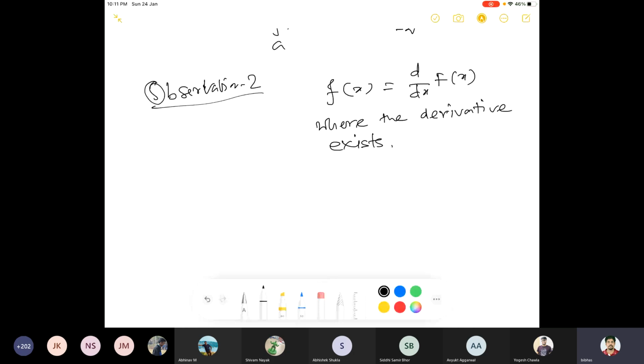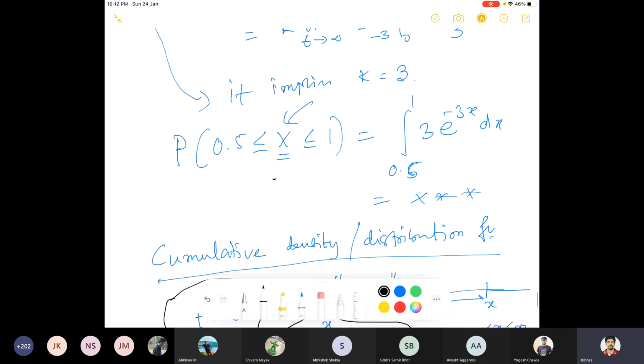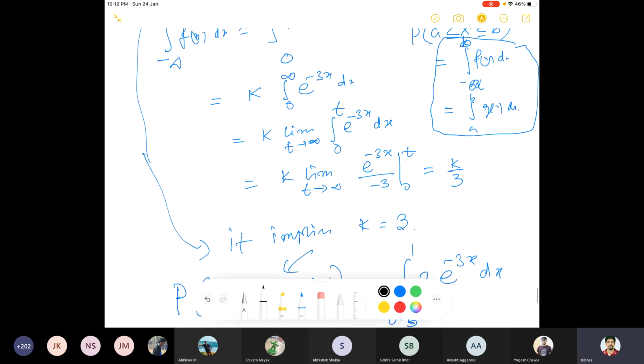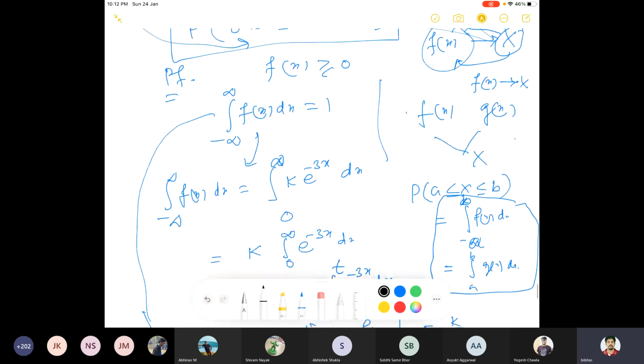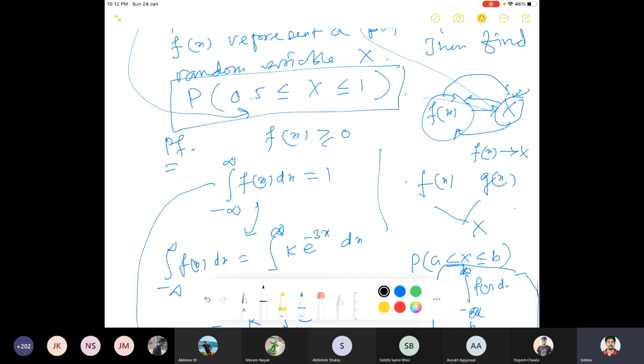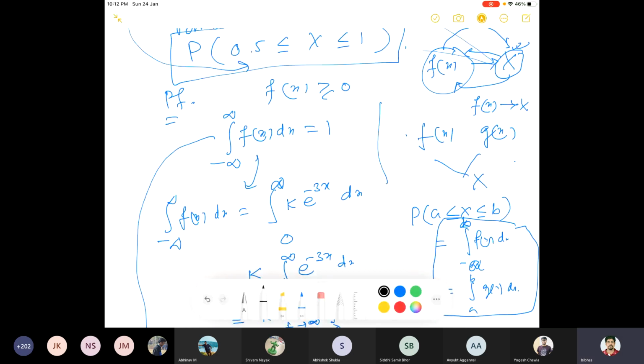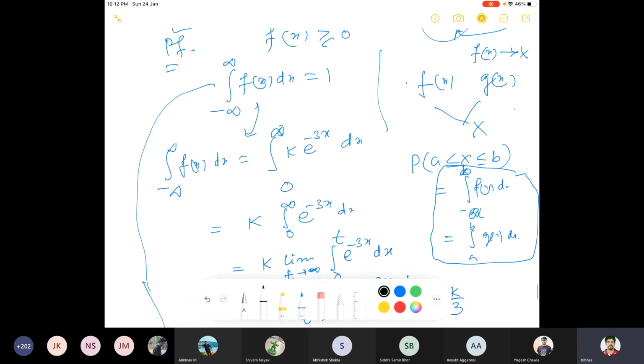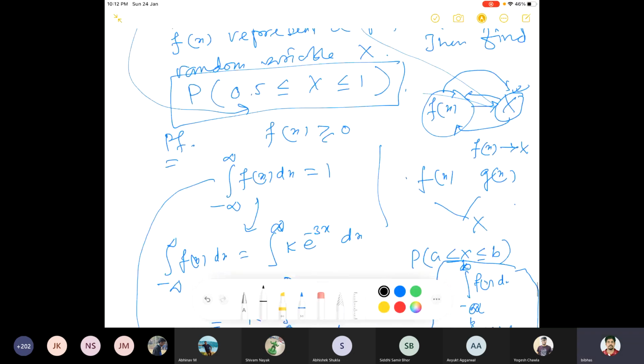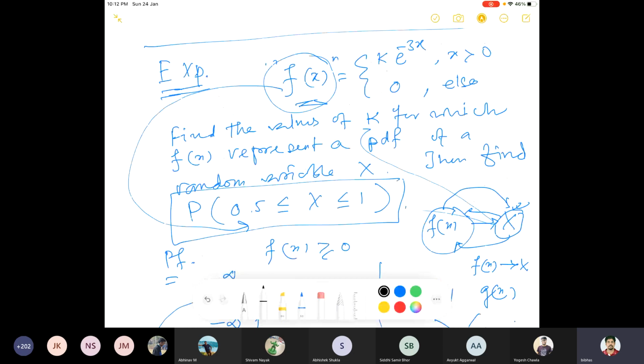Okay, so these two are important concepts. For example, in this earlier example, if I ask what is the cumulative distribution function for this f(x), what do we have to do? We just have to integrate it. Can you do that? The question here is that this represents the PDF for k equal to 3. If this is a PDF, then what is the corresponding CDF?